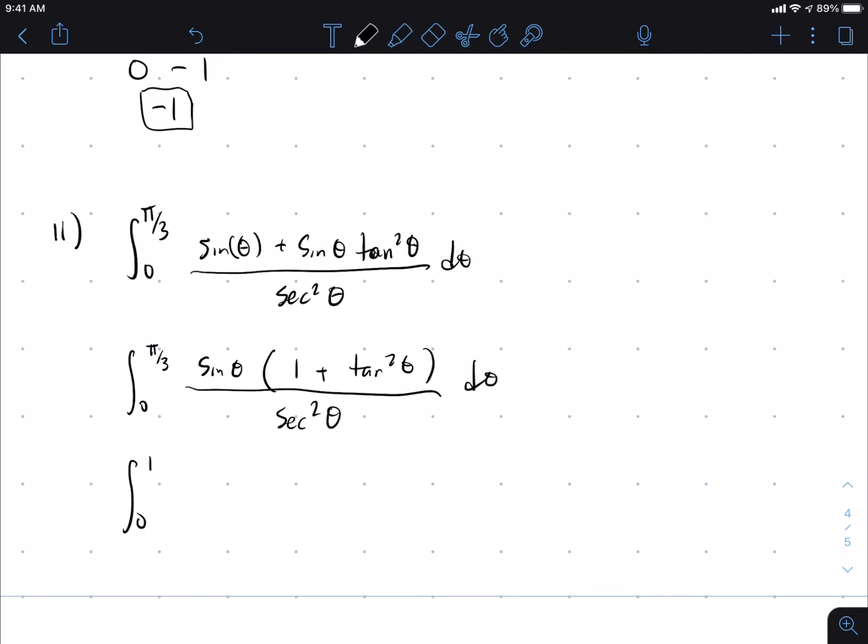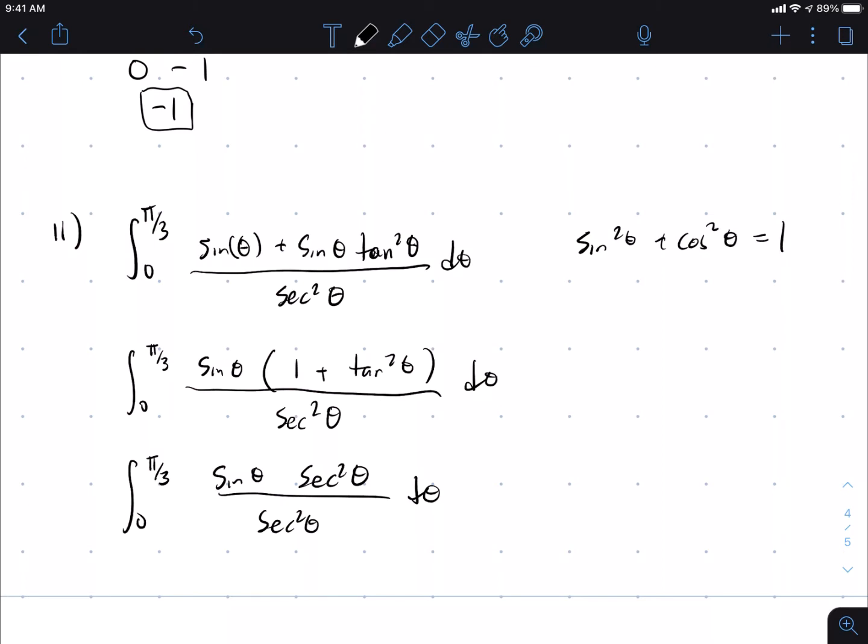So I'm going to get sine theta times secant squared theta over secant squared theta d theta. Now, how many guys don't know that 1 plus tangent squared theta is secant squared theta? Okay, cool. Appreciate that. Let me show you something. I don't know it either. The only one that I know is sine squared theta plus cosine squared theta is equal to 1.